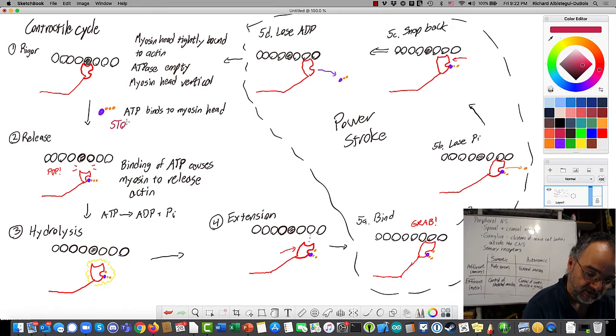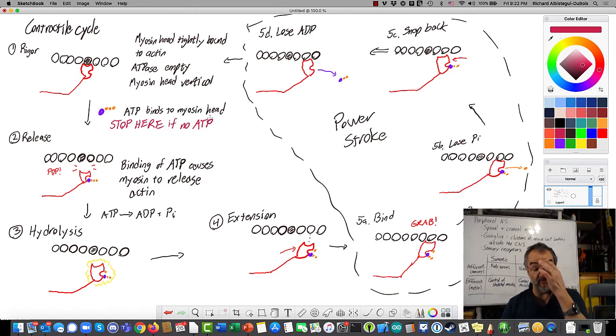We can stop here, if there is no ATP. If there's no ATP available to bind to the myosin head, then we can get stuck in stage one because we can't let go of the actin without new ATP binding to the myosin head. So if there's no ATP, we can't let go. However, that never happens in a living organism. Under any normal circumstances, your muscle cell will never allow itself to run out of ATP. It will stop working before its ATP stores are completely exhausted.